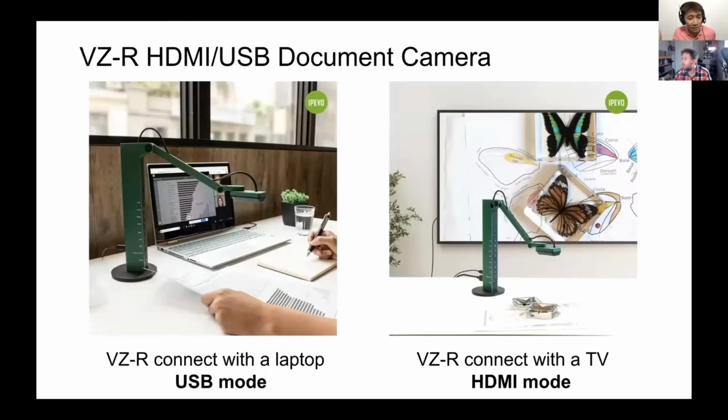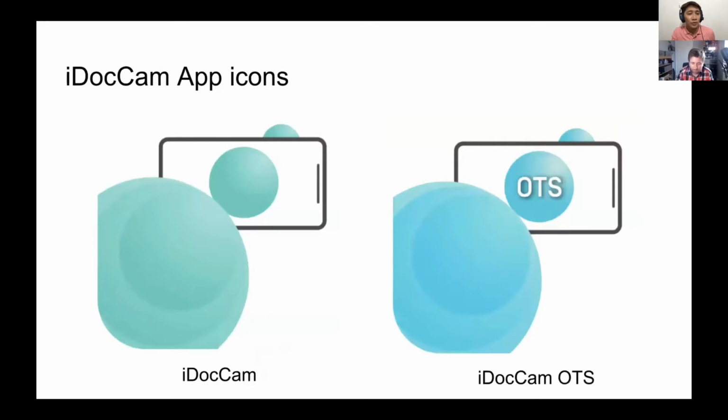It's the same thing as before. Basically, you can use it with your laptop or desktop with a USB cable, which comes with it, or you can hook it up to your TV or projector with an HDMI cable. Simply plug and play. And later on, we also feature our latest iDocument app icons.